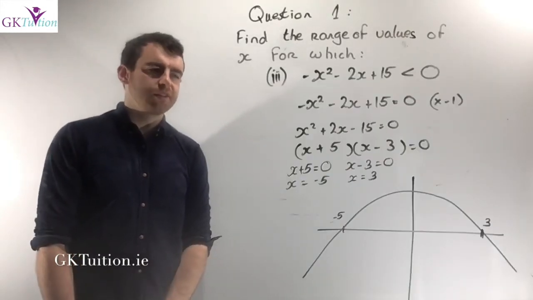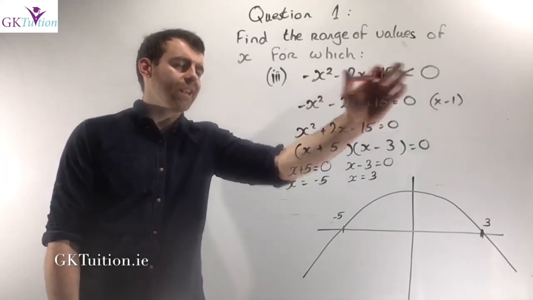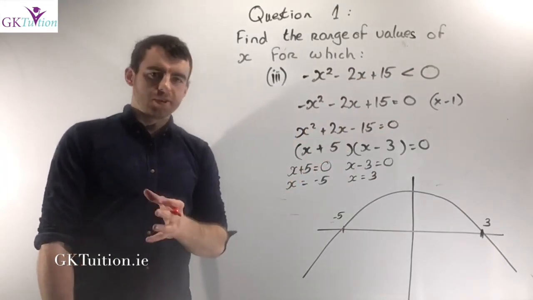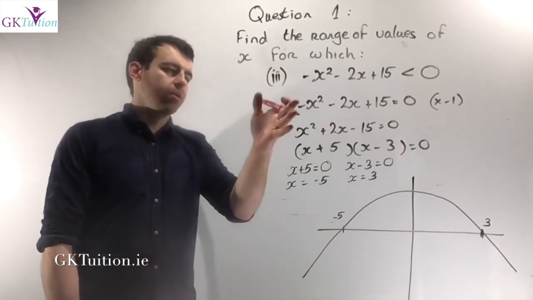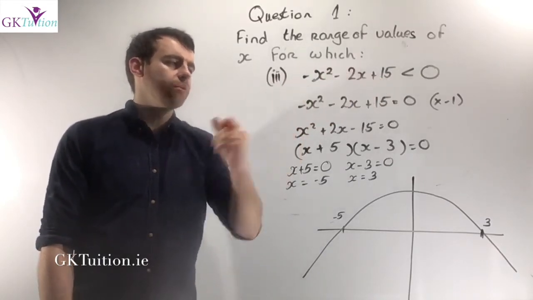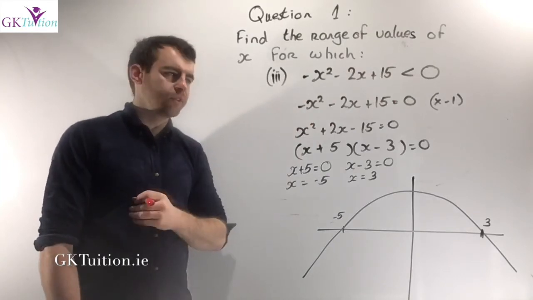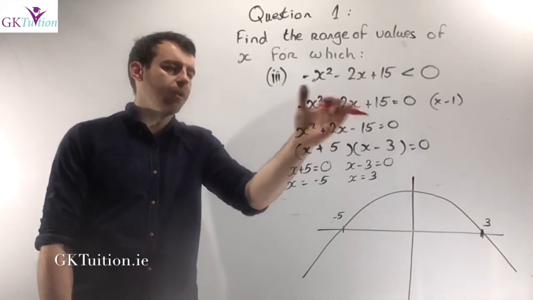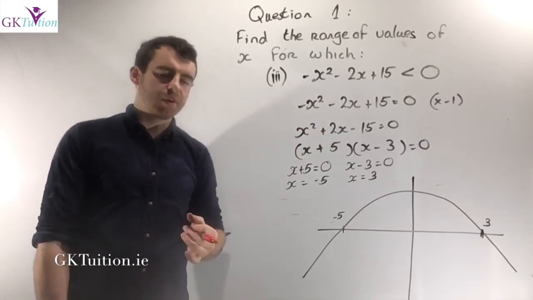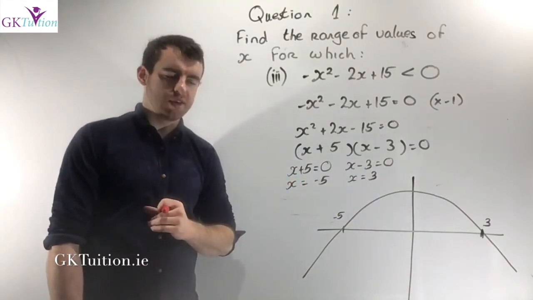Okay, the third one I asked you to do was minus x squared minus 2x plus 15 is less than 0. In order to figure this one out, I'm going to need to sketch a quadratic. So what I decided to do was to let the quadratic equal 0. And I'd advise you not to factorize it with a minus in front of the x squared. So I multiplied everything by minus 1, and I got x squared plus 2x minus 15. I factorized and solved it, and I found that the roots were x equals minus 5 and x equals 3.